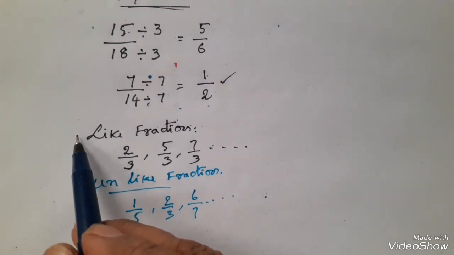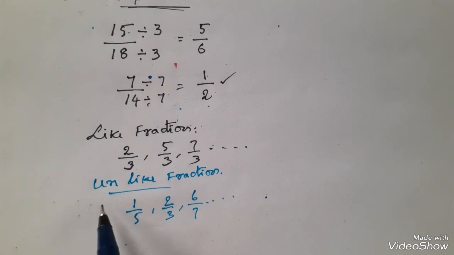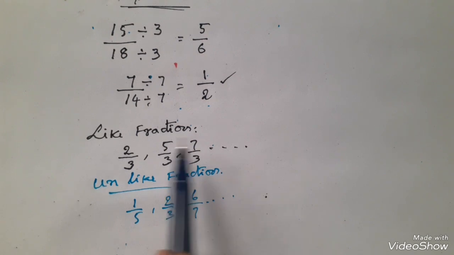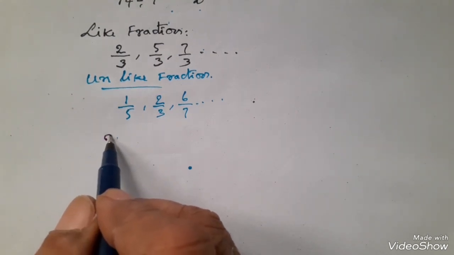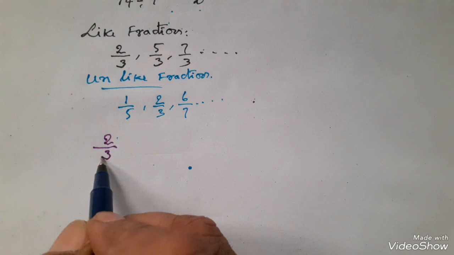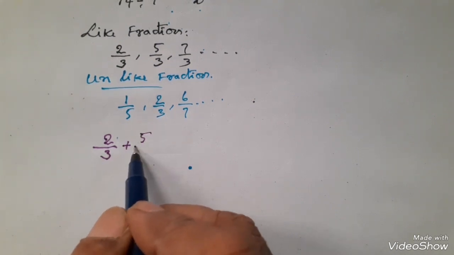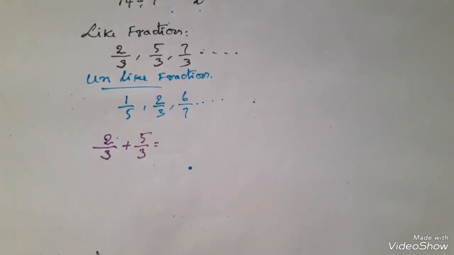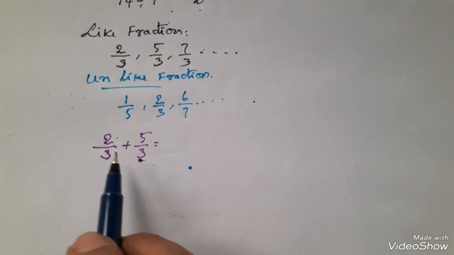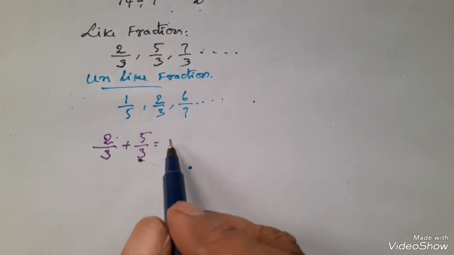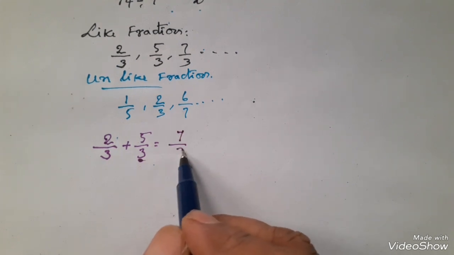So, we can define addition, subtraction, multiplication and division for all fractions. Now, let us see how we can add like fractions and how we can add unlike fractions. When you are given two like fractions, 2 by 3 plus 5 by 3, how can we define addition? When denominators are equal, simply we can add the numerators. 2 plus 5, we can write 7 by 3.